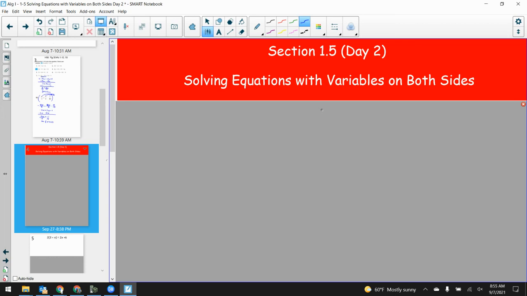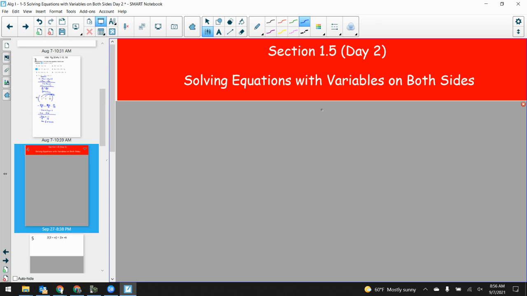All right, so this is section 1.5, day 2. Now, just to give you guys a heads up of where we're headed: 1.5, day 1 was Thursday, day 2 is today, and then we're going to do section 1.6, 2 days on 1.7, and then we're going to have our test over chapter 1 a week from today, which is next Tuesday. We're going to be done with the material by Friday. We'll review Monday, test on Tuesday.